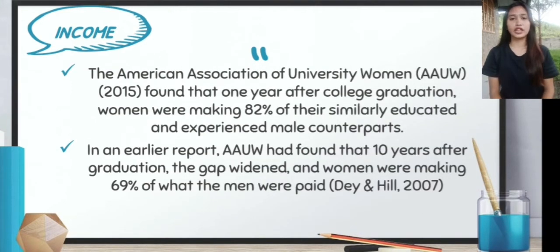The American Association of University Women, or AAUW, in 2015 found that 1 year after college graduation, women were making 82% of their similarly educated and experienced male counterparts. In an earlier report, AAUW had found that 10 years after graduation, the gap widened and women were making 69% of what the men were paid, according to Day and Hill 2007.